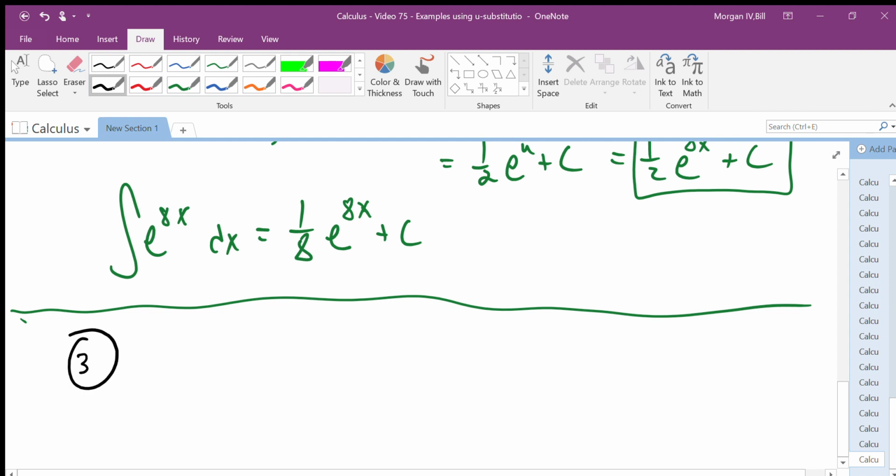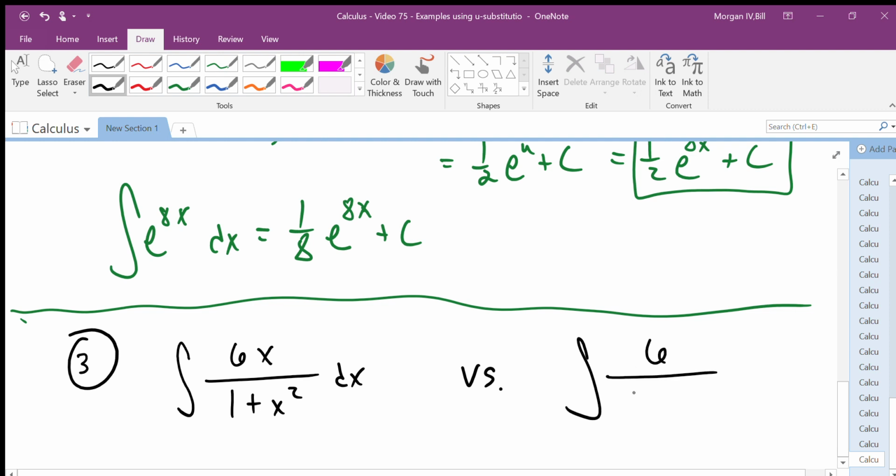Let's go with, okay, how about, let's make this kind of a double problem. Let's take a look at the integral of 6x over 1 plus x squared dx, compared to, versus, the integral of 6 over 1 plus x squared dx. Two very similar looking things with completely different answers.